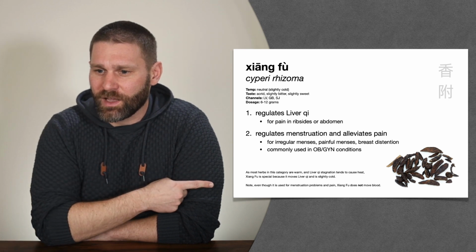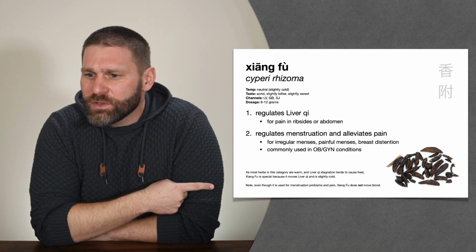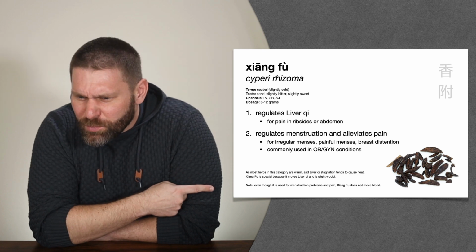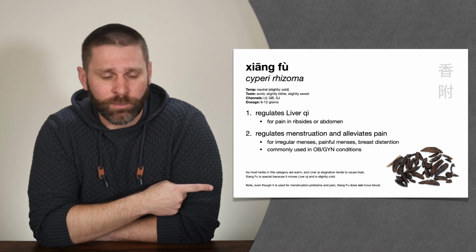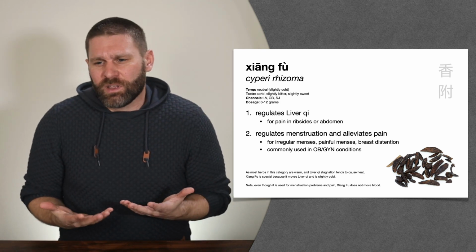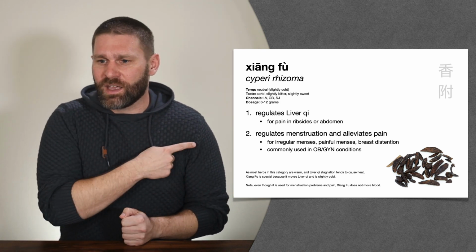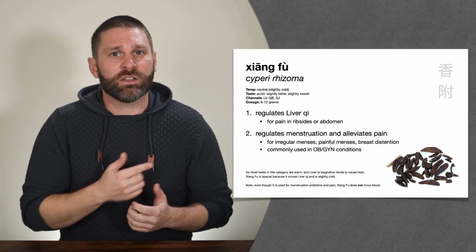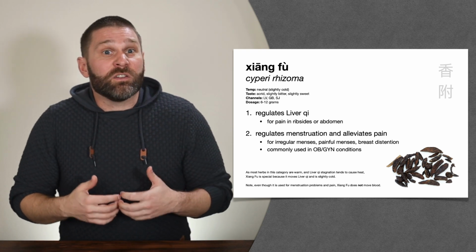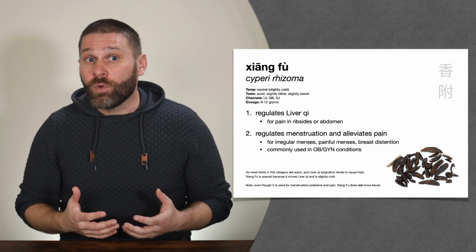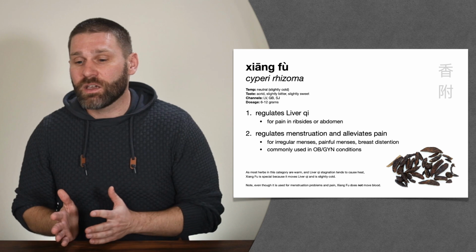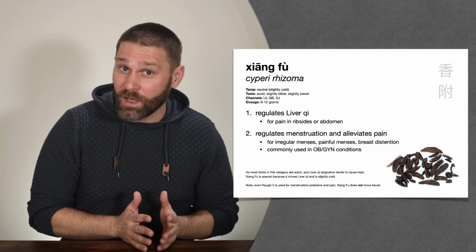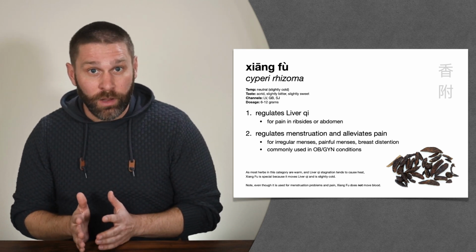And then I also have a note down here that even though it's used for menstruation problems and pain, Xiangfu does not move blood. And I think this is just something that people tend to get confused about when they see regulates menstruation and alleviates pain. They might think of blood, and they might think that Xiangfu also has an action of invigorating blood. And it turns out, no, it does not. Xiangfu only moves qi. It does not move blood.